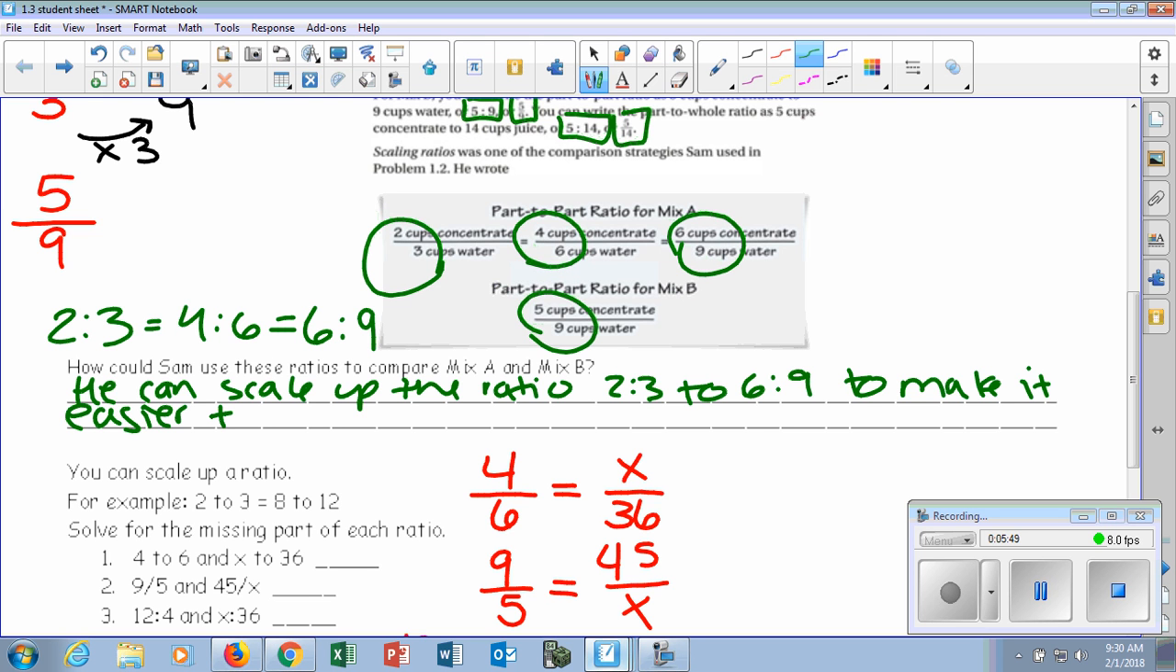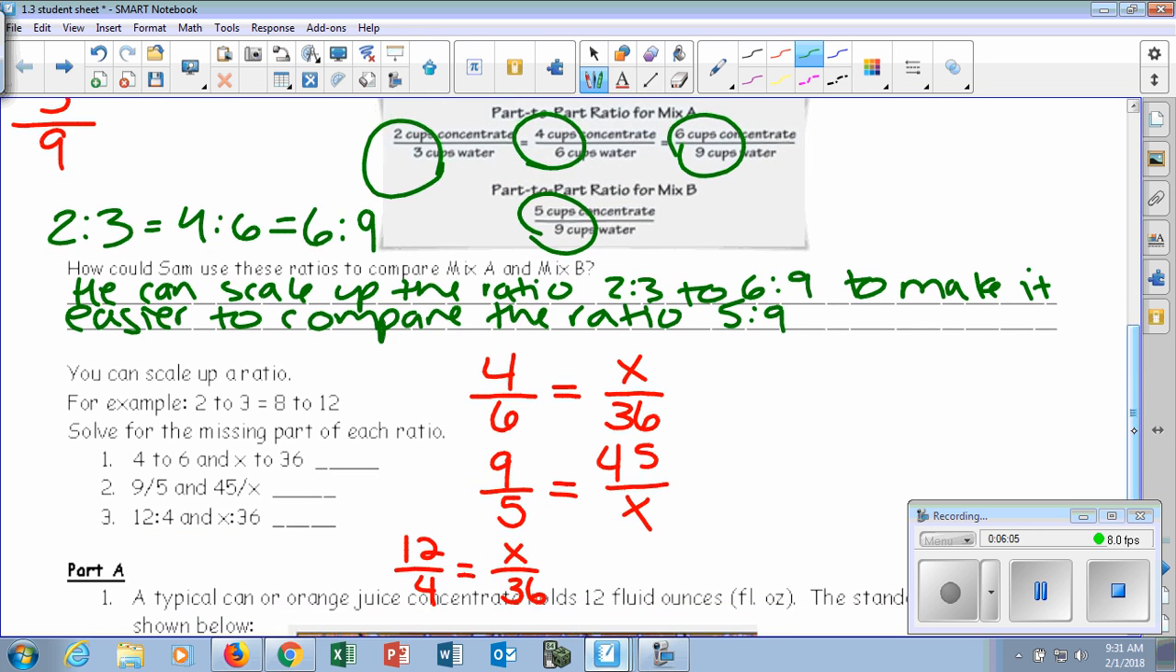To make it easier to compare the ratio 5 9. Isn't it easier to compare? We can tell which one's larger and what's going on there. Yeah. So we're going to do the same thing down here. We're going to compare this.